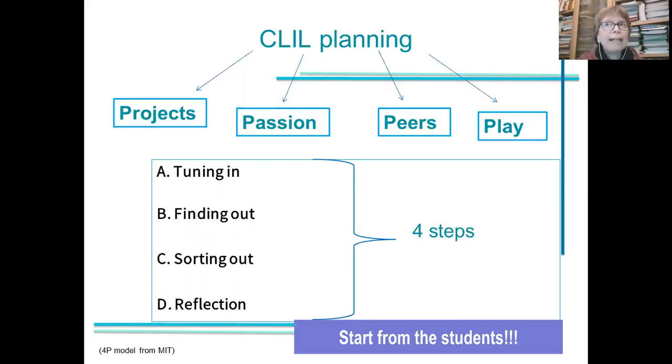When I do my planning, I follow these 4 steps. And now we are going to see strategies, practical examples about each step. Tuning in, finding out, sorting out, and reflection. But most of all, the most important thing is to start from the students.